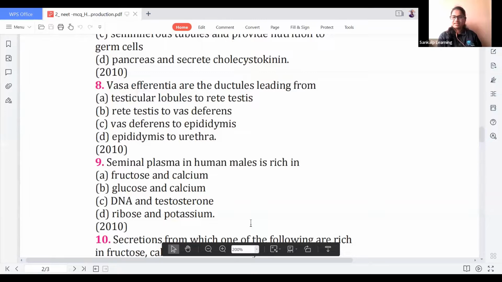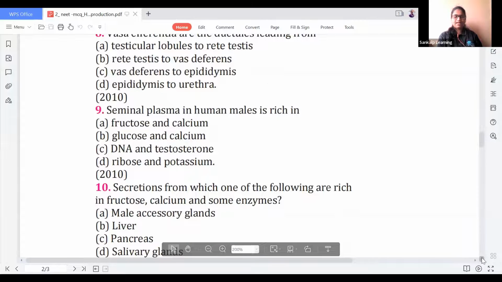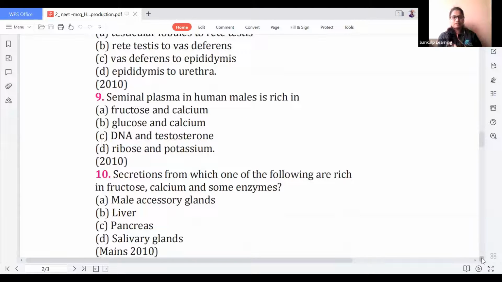Okay, let us proceed to the next question here. 10th question goes like this. Read it neatly. Secretions from which one of the following are rich in fructose, calcium and some enzymes? In which of the following secretions are calcium, fructose and enzymes abundant? Option A, male accessory glands, option B, liver, option C, pancreas, option D, salivary glands. What is your response? Okay, good. Option A, very good. Option A, male accessory glands like seminal vesicle, prostate gland, Cowper's gland is the right answer. Good going. 11th question.